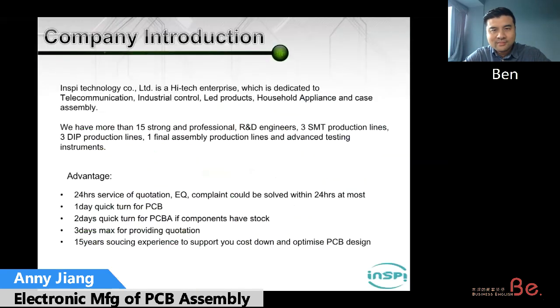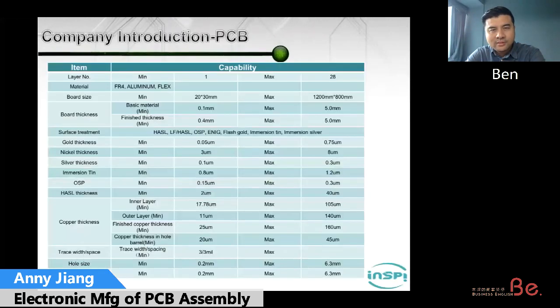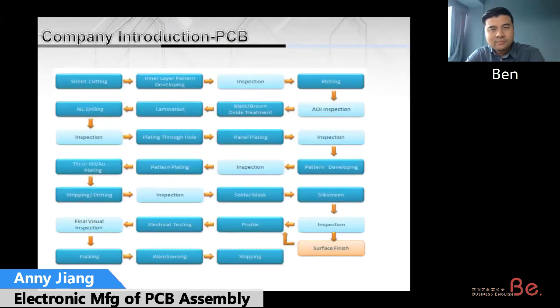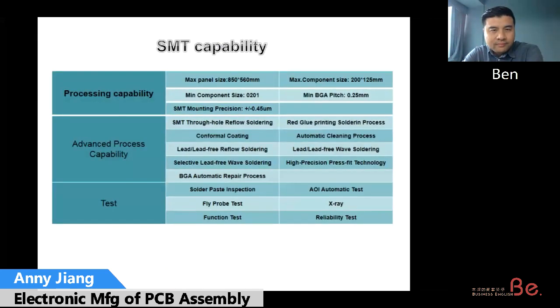Welcome. As I show at the beginning, we are making PCB assembly. We have 3 SMT lines and 3 DIP lines for the final assembly. This is the capability of the PCB. We can make 1 to 28 layers, and this is the process of how we make the PCB. And this is for the SMT. It's the main process we are making in our factory.